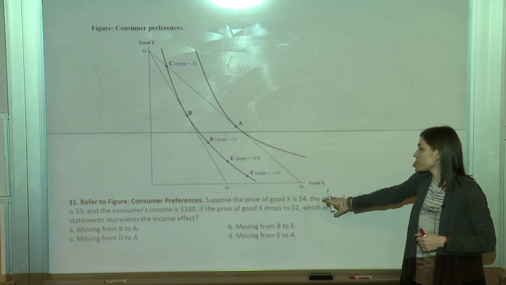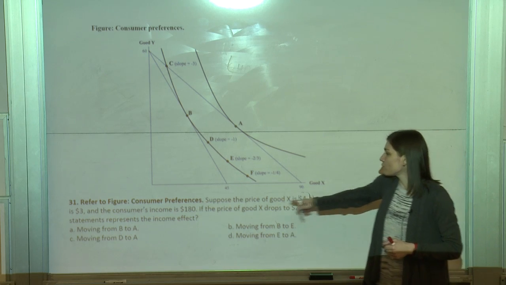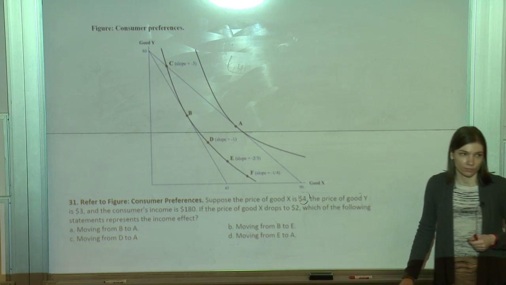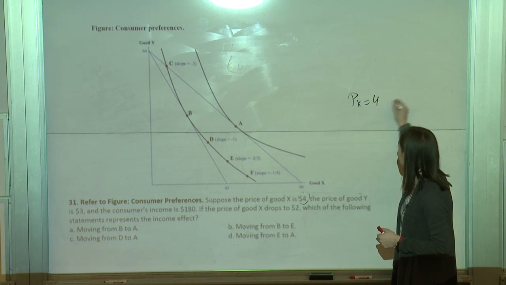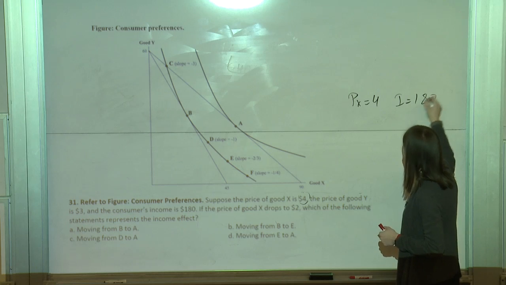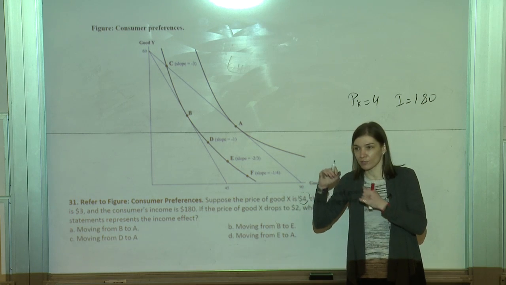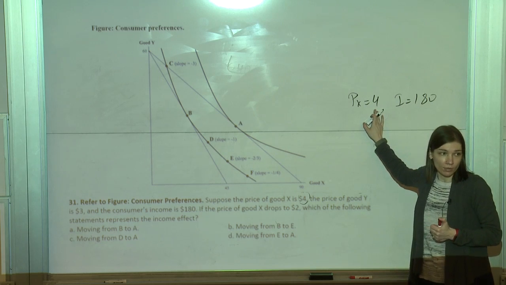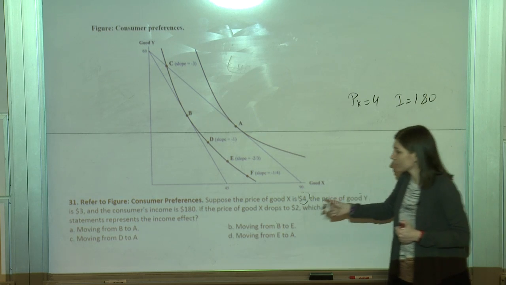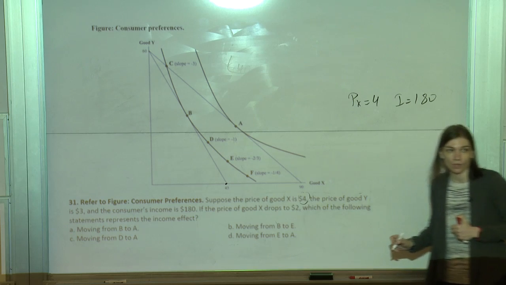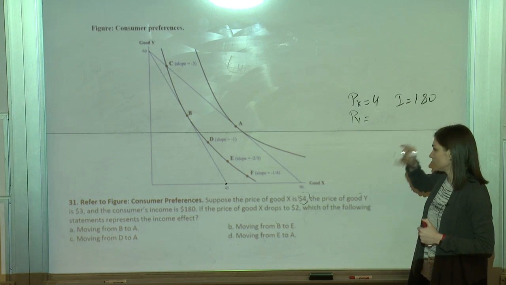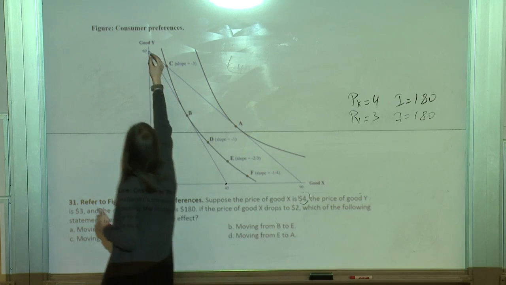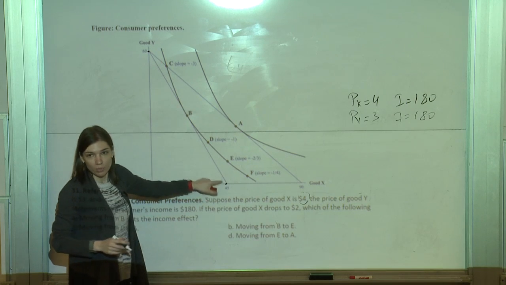First we're told the price of good X is 4. So if the price of good X is 4 and consumer income is $180, what is going to be the X-intercept? To find the intercepts, you need to ask the question, if I spend all my money on that good, how many units can I buy? I have 180. Each of them costs 4, so I can buy 45 units. So this is one of my intercepts. And then the price of good Y is 3. So if I make 180, how many can I buy? 60. So that's the other intercept. Therefore, initially, we're on this budget line.